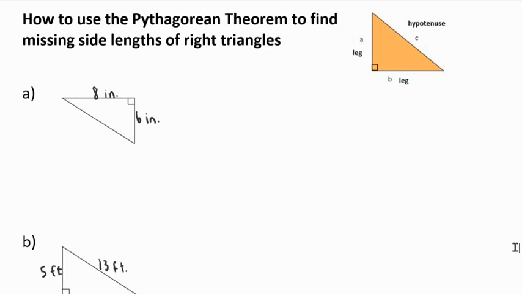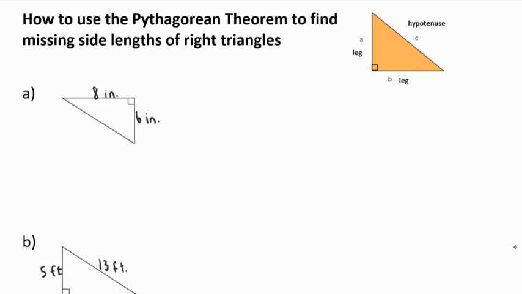In this video, we're going over how to use the Pythagorean Theorem to find missing side lengths of right triangles. So to start, let's talk about the different parts of a right triangle. The legs are the two shorter sides. You can see here that we have legs A and B.